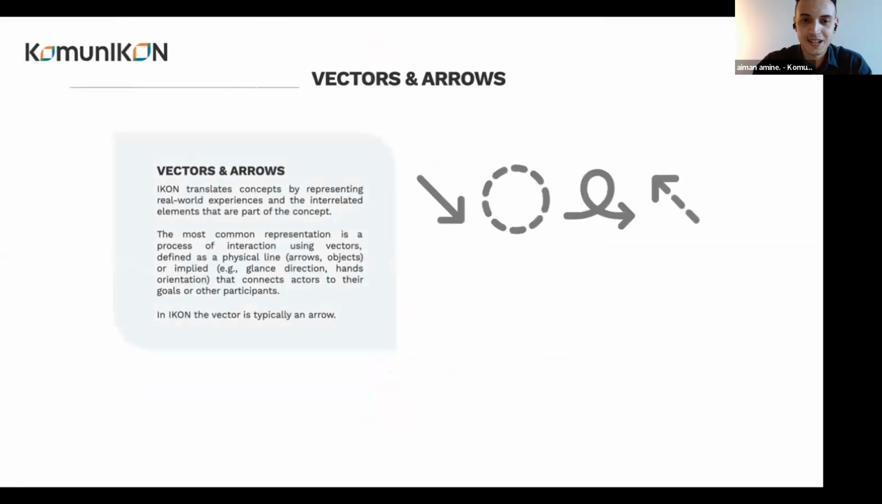So the first part of this chapter about graphics and linguistic aspects is vectors and arrows. IKON as a language translates concepts by representing real world experiences, and hence it makes extensive use of vectors and arrows, also referred to as indexical lines. These vectors are defined by a visual realization of movement, action, and action verbs, and they connect actors to their goals in IKONOS.